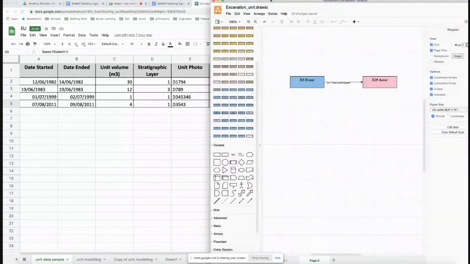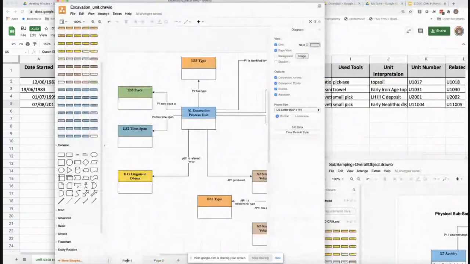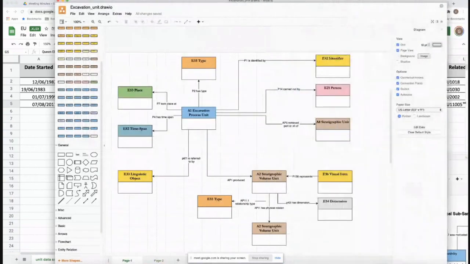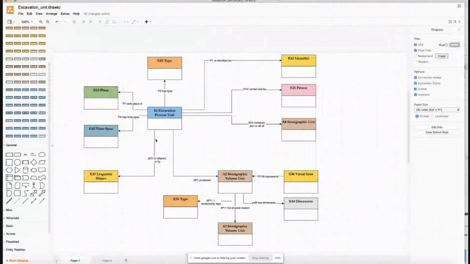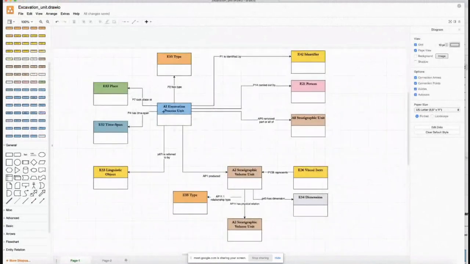As predicted, I didn't have as much time as I would have loved to, but just to give you a picture of what you could arrive at, you can arrive at a relatively complicated model out of that spreadsheet that talks about the fact that you have an event that took place somewhere, that had a time span, that is called something, was carried out by somebody, that destroyed a layer, that created a stratigraphic unit. The stratigraphic unit was represented by a picture. The stratigraphic unit was measured and had a dimension. The stratigraphic unit had formal physical relationships of being under or over, etc.